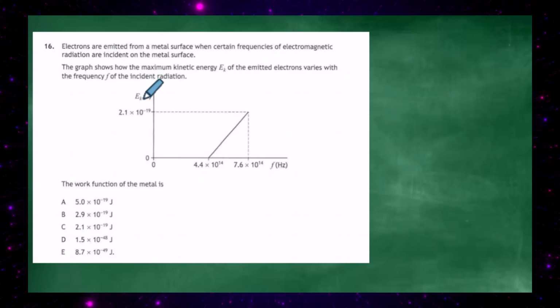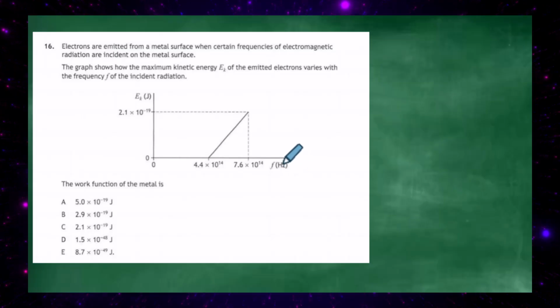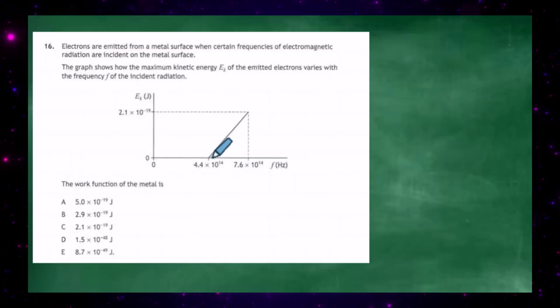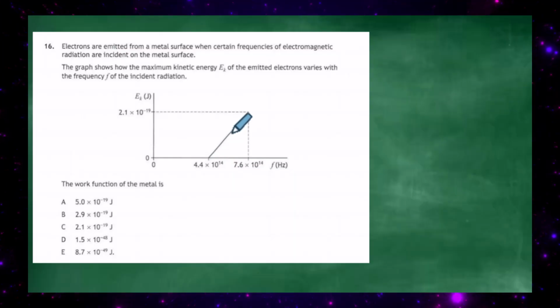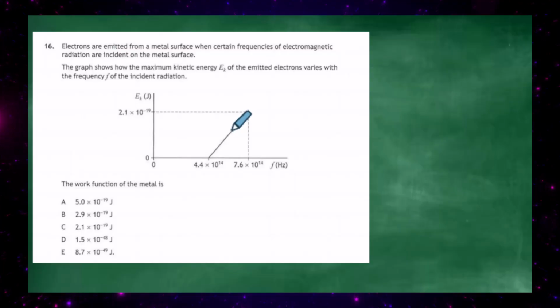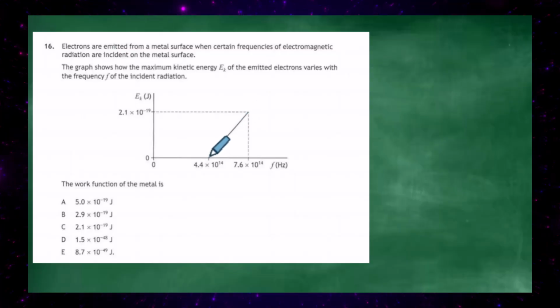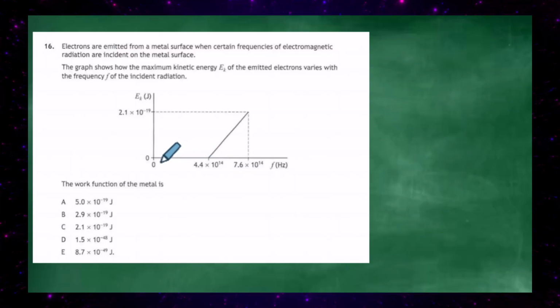This is the maximum kinetic energy up here. This is the frequency of the light shone onto the metal, and you can see above a frequency of 4.4 times 10 to the power 14 Hz, you're going to get photoelectrons emitted with excess energy, which is going to appear as kinetic energy. But below that 4.4 times 10 to the power 14 Hz, you're going to get no photoelectrons emitted.